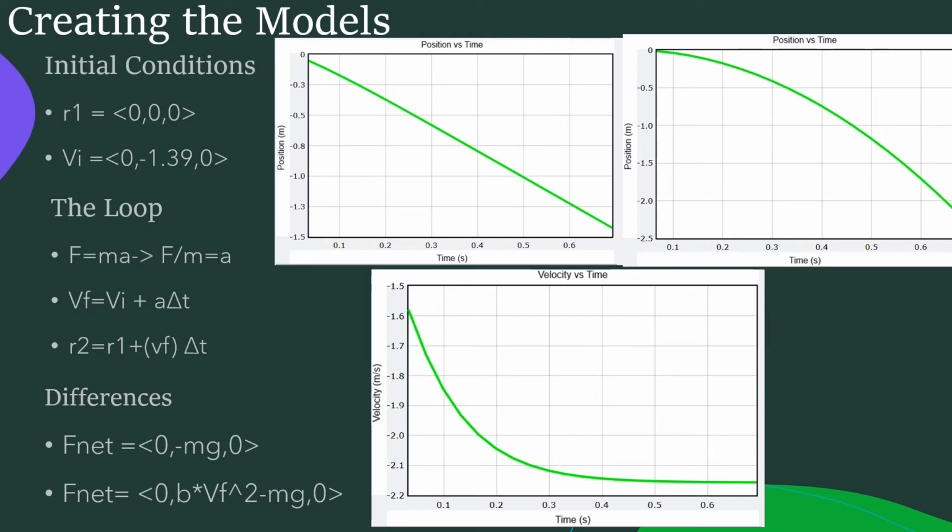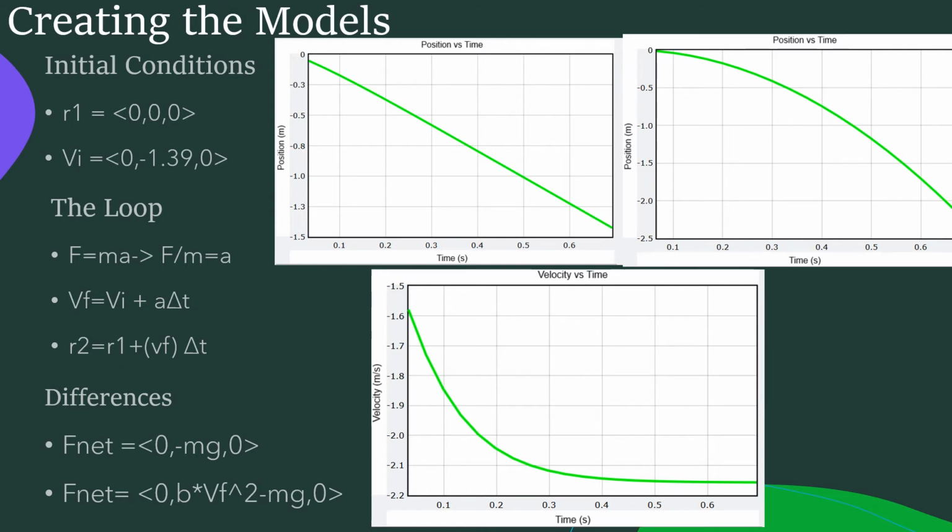The models differ in what F net is. For the model without drag force, the F net is the force of gravity. For the other model, F net is the upward force of air resistance subtracted by the force of gravity. To approximate B, the coefficient of drag, I had to guess and check repeatedly until the final position of the model and the observation were the same.